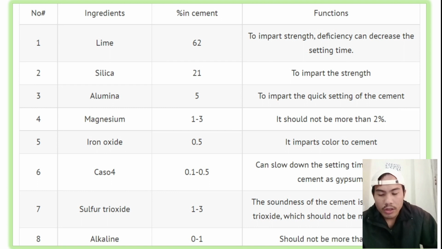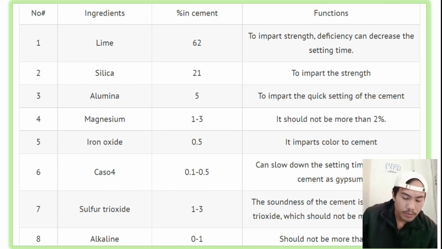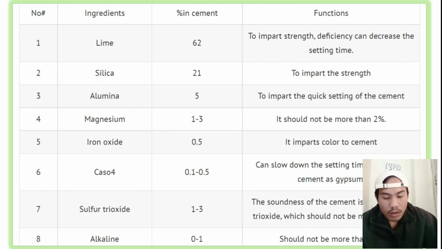So iron oxide imparts the color of the cement. Number 6, CaSO4. It has 0.1 to 0.5% in cement, and the function is to slow down the setting time, present in cement as gypsum.